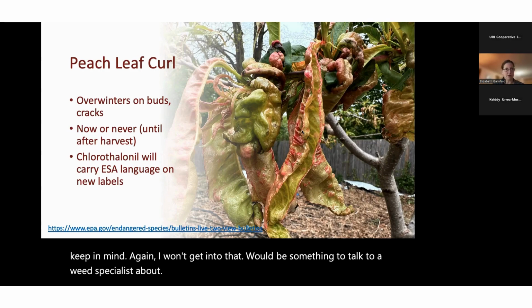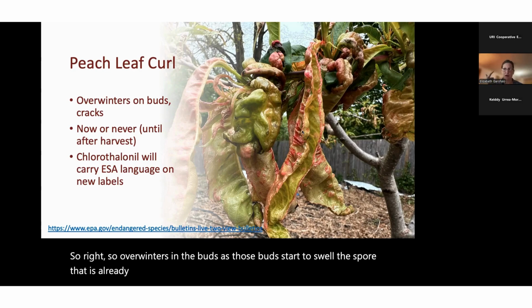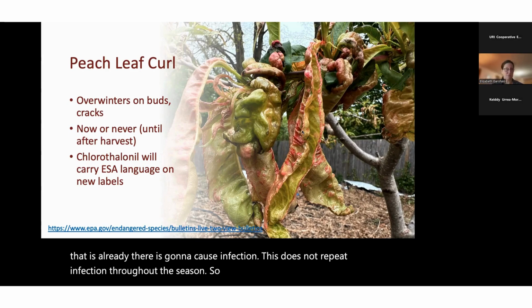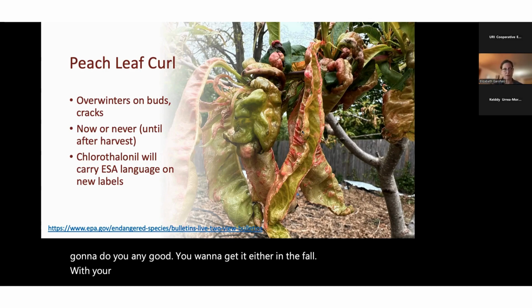So it overwinters in the buds, and as those buds start to swell, the spore that is already there is going to cause infection. This does not repeat infection throughout the season. So once you see it, don't spray it. It's not going to do you any good. You want to get it either in the fall with your chlorothalonil and or copper, or early in the spring with that as well. Otherwise, you're just wasting material.